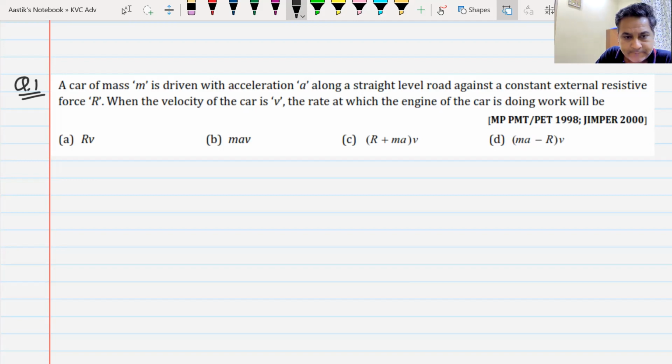Sir, it's option D, sir. Option D. How did you get option D? Sir, force into velocity. So what is the force? Sir, here one is mass into acceleration and another is resistive force. Think again. Have you drawn the diagram? A simple mistake is going to cost you a lot, beta.